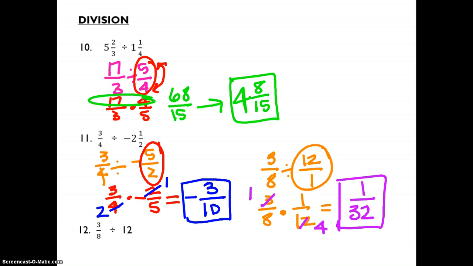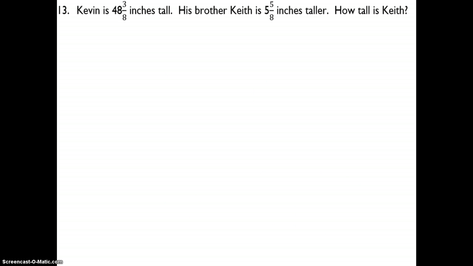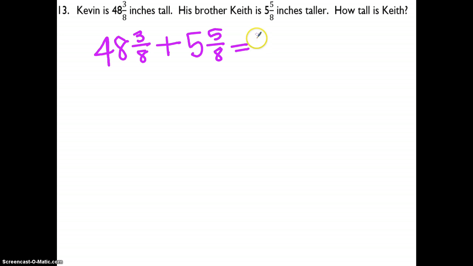Alright, flip over to the back for the word problems. Kevin is 48 and 3/8 inches tall. His brother Keith is 5 and 5/8 inches taller. So if he's taller than Kevin and I'm trying to find how tall Keith is, I'm going to add his height on to Kevin. So I'm going to add 5 and 5/8, and that'll give me the height of Keith.